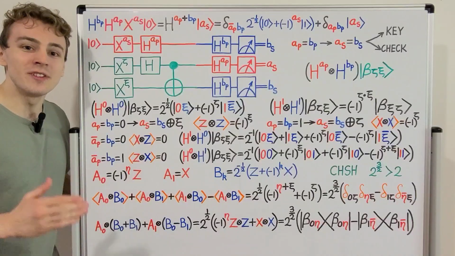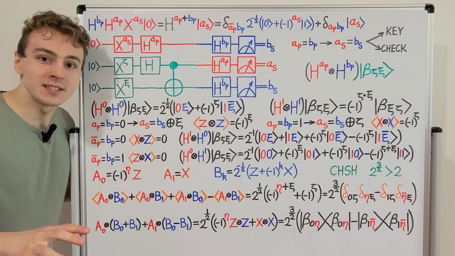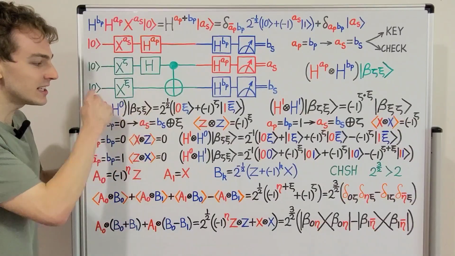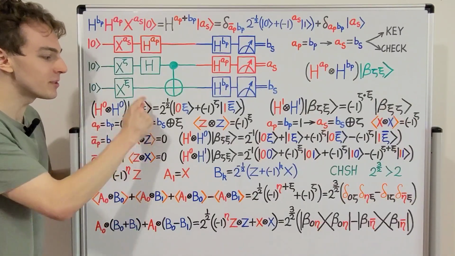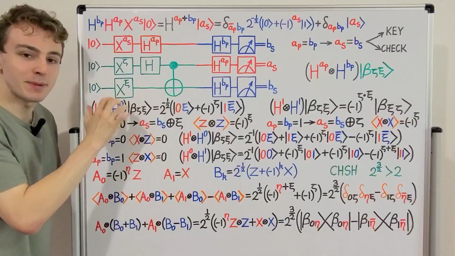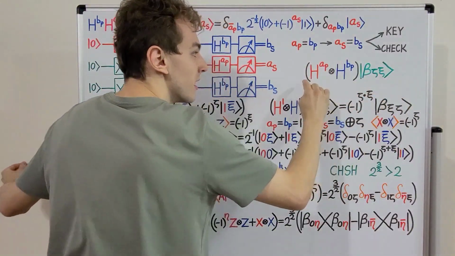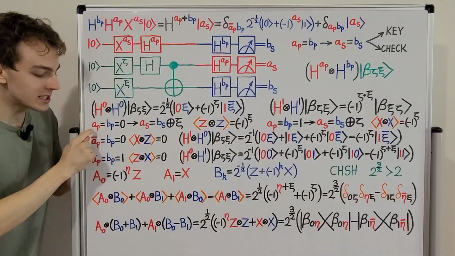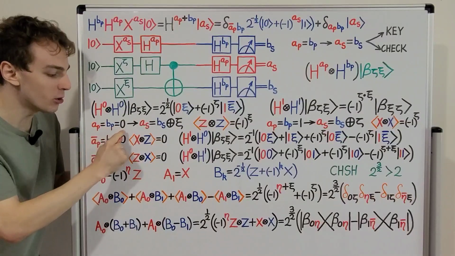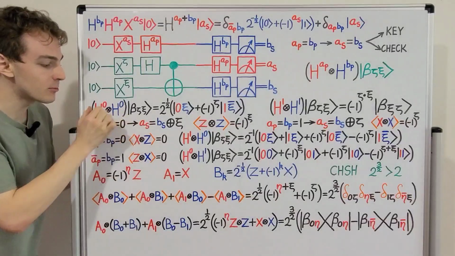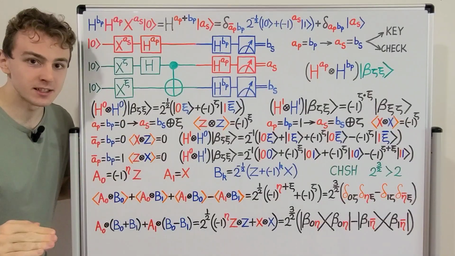Let's continue investigating entanglement-based quantum key distribution. Consider this quantum state just before measurement. This is a special case of this general quantum state before measurement, where Alice's public bit and Bob's public bit are both equal to 0. This means both of these Hadamard gates are deactivated.